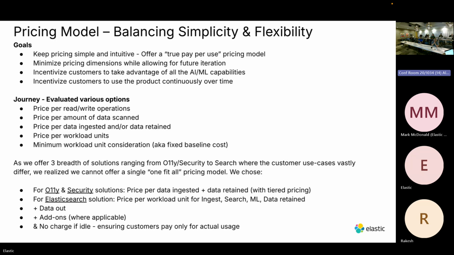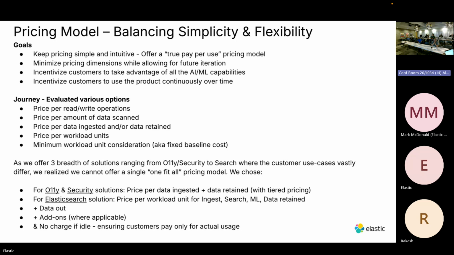In addition to these, we priced it out in a way that we only charge for data out. So whatever data you're sending outside of Elastic, maybe to some application which is running in some other workload, some other cloud providers. And we introduced a bunch of add-ons so that if you really need some other functionalities, but not all customers do care about it, right? So that should be an incremental cost if you want to use it, right? And last but not the least, we don't charge if the usage is idle, which means customers actually only pay for the amount of data that they use, right?